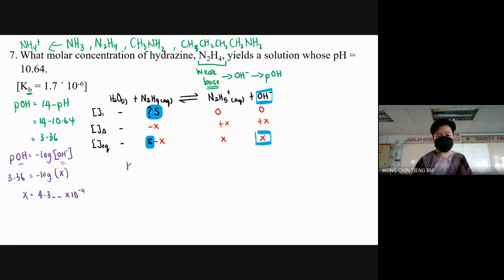Formula KB masuk, okay? Formula KB akan masuk. KB will then equals to the product N2H5 positive to the power of 1 sebab coefficient 1. OH minus to the power of 1 sebab coefficient 1. Over your N2H4. Ambil kira air tak? Sebab? Liquid. Thank you. Alright.